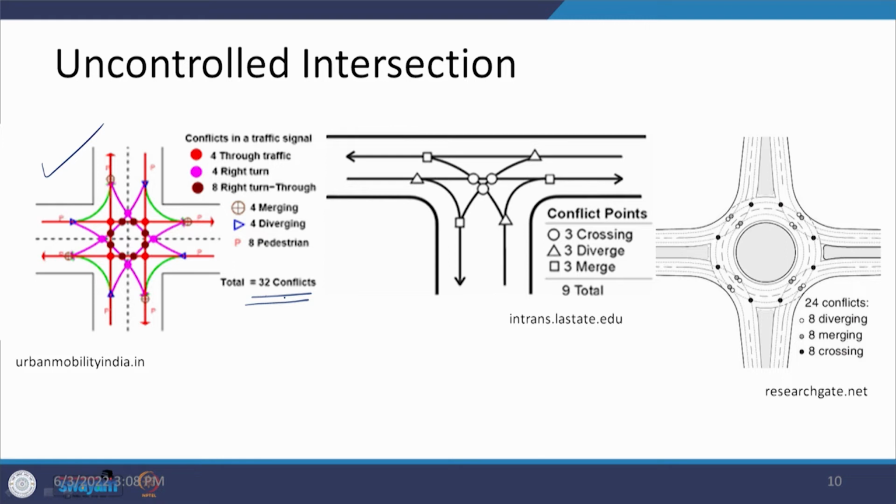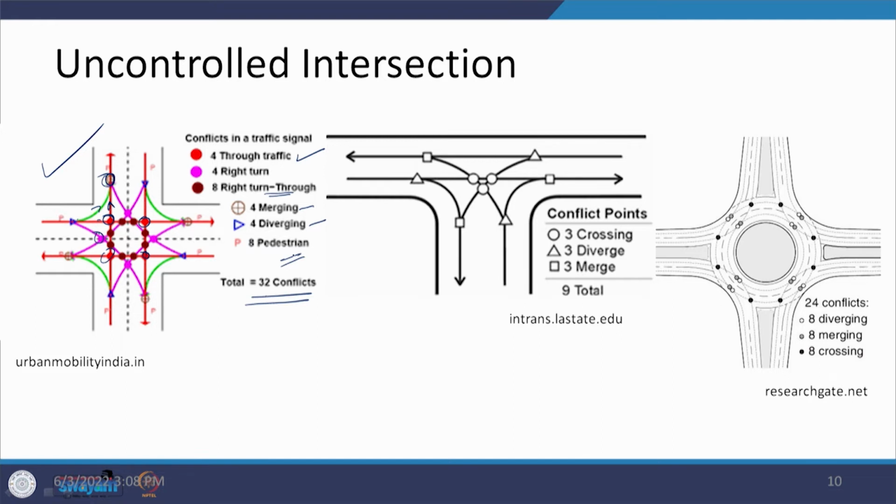And these 32 conflicts, like if we are talking here that this vehicle goes in this direction and there is a vehicle coming from here, so there is a conflict at this point. So in that sense there are 4 through traffic conflicts, that means this is a through traffic conflict; 4 right turning conflicts, where the traffic is taking a right turn; 8 right turning with through traffic conflicts; 4 merging, 4 diverging conditions; and 8 with respect to the pedestrians. So, likewise there can be 32 conflicts on this type of situation.